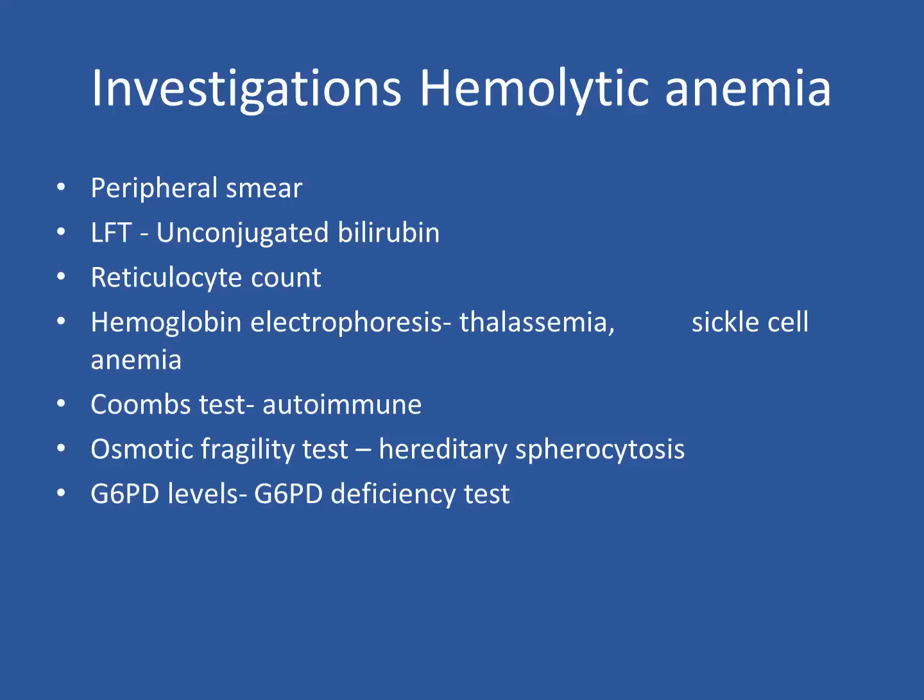So investigations in hemolytic anemia. If you're finding anemia, jaundice, and splenomegaly, I'm definitely thinking of either thalassemia, autoimmune hemolytic anemia, or maybe sickle cell. Then you'll go for a peripheral smear, LFT, reticulocyte counts, hemoglobin electrophoresis, and Coombs test. You'll do a lot of these panels to find out which hemolytic disease it is, or G6PD deficiency. So there's a big range of hemolytic anemias, and you're going to be doing each and every investigation for each of them to find out which one you think it is.